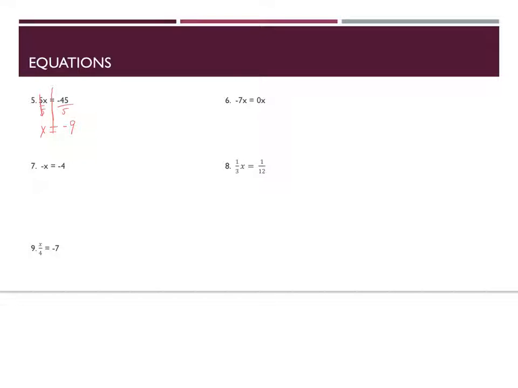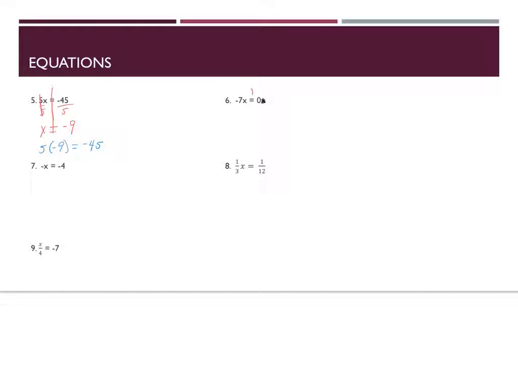You want to check, make sure you preserve the operations. I want to do 5 times negative 9, that should equal negative 45 if I've done my work correctly. That problem wasn't supposed to have a second x, so let's ignore that.